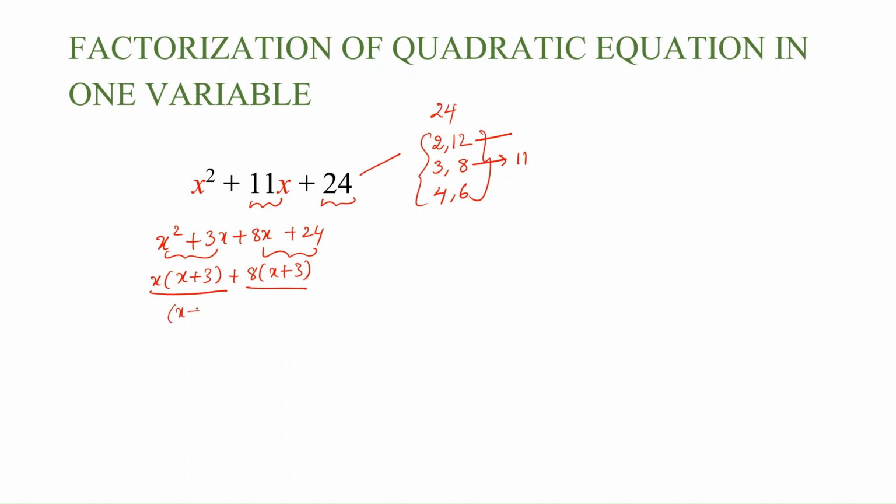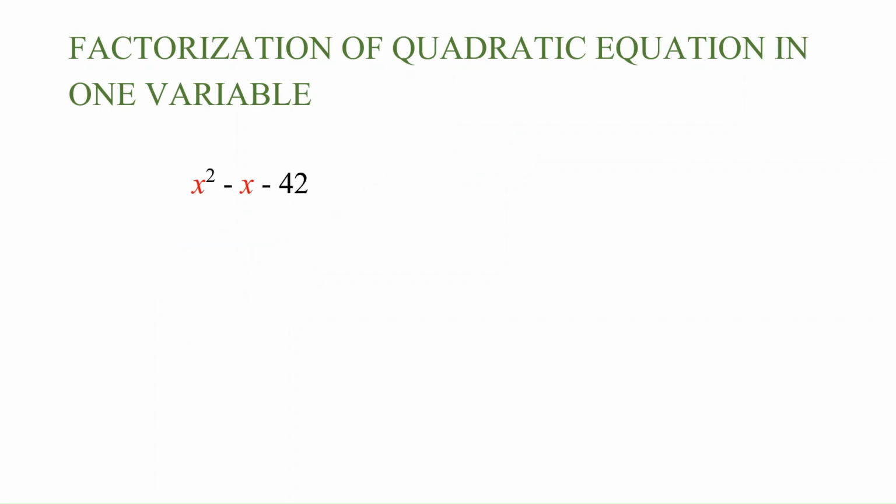If you take x plus 3 common, the remaining thing here is x. And from the second term, it is 8. So the given expression can be written as (x plus 3) into (x plus 8). In case we have negative signs, then also just factorize this.